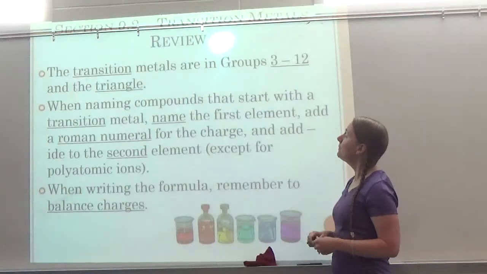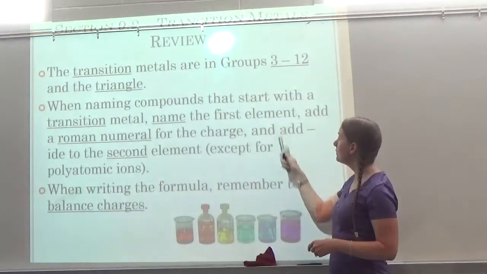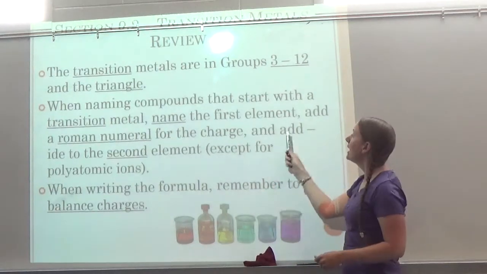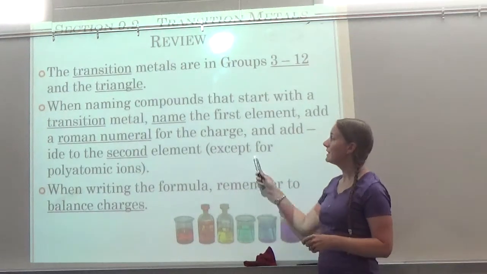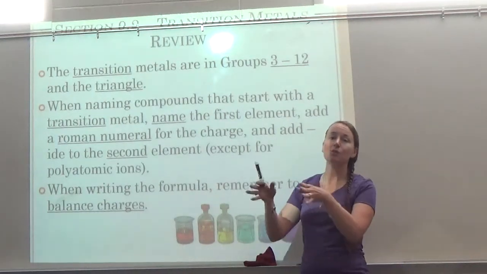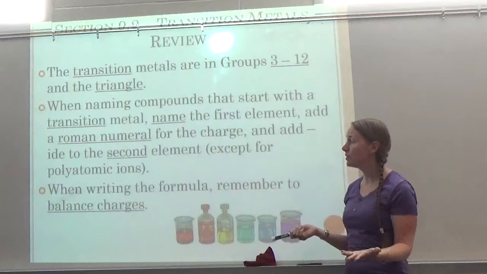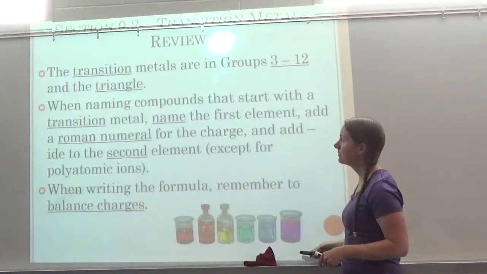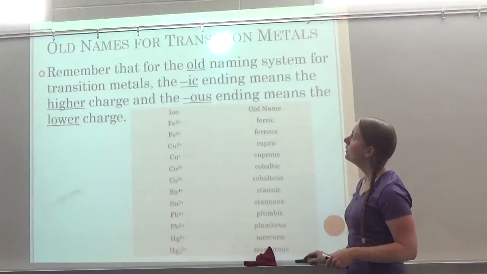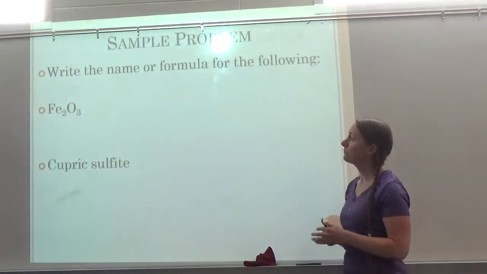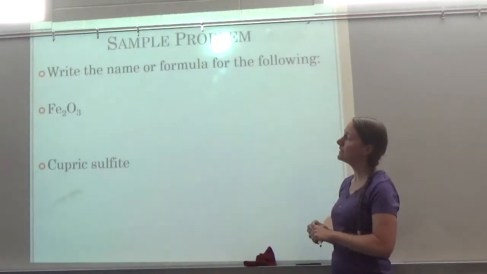So when naming compounds that start with a transition metal, you name the first element, add a Roman numeral to indicate the charge, and add -ide to the second element unless it's a polyatomic ion. So in other words, it's the exact same rules as for naming with a regular metal, except we just need a Roman numeral. When you write the formula, still got to remember to balance charges. So, old names is of course just for honors, so we don't need to focus on that. So let's look at these two together.